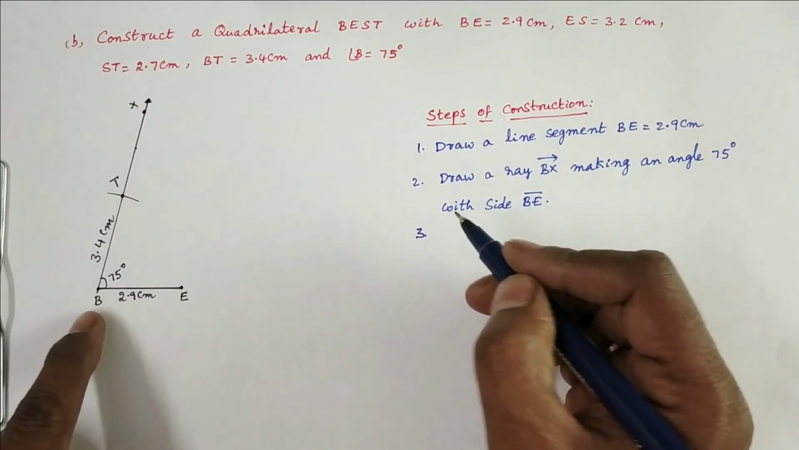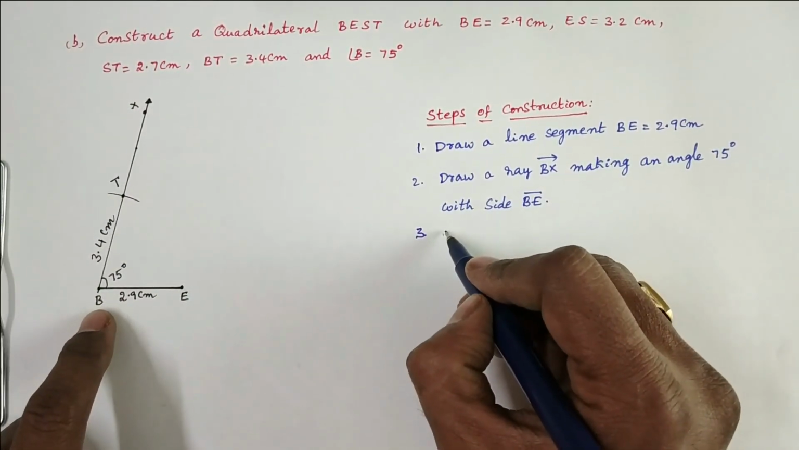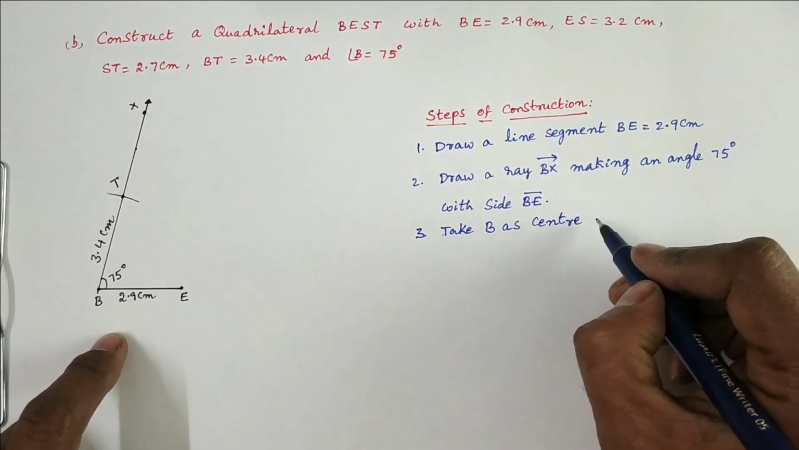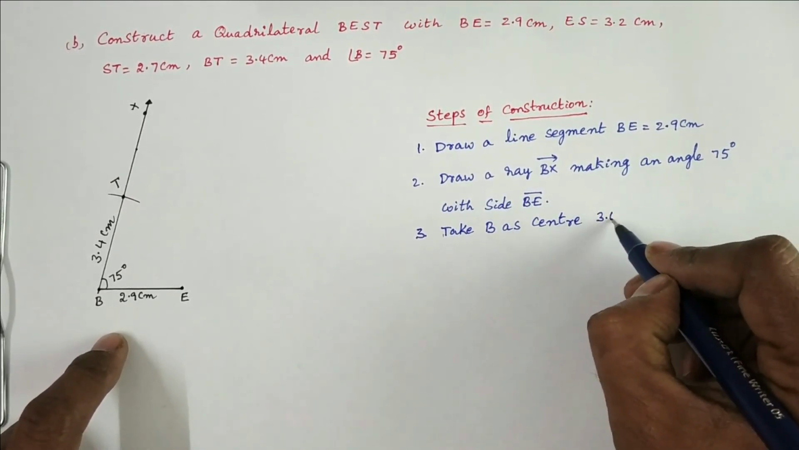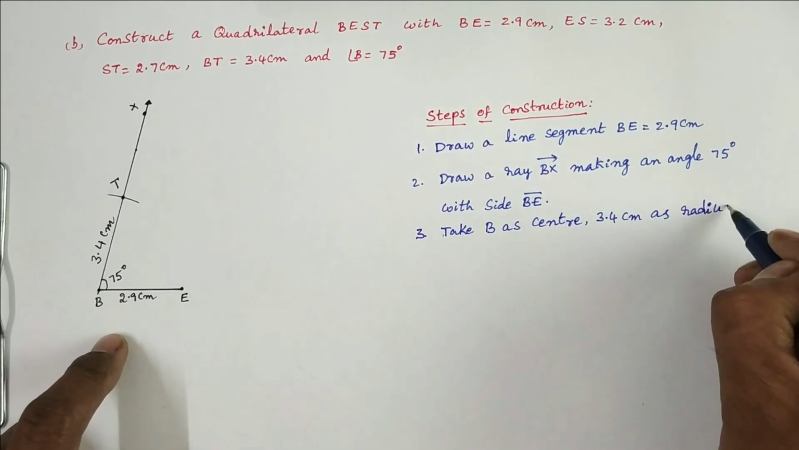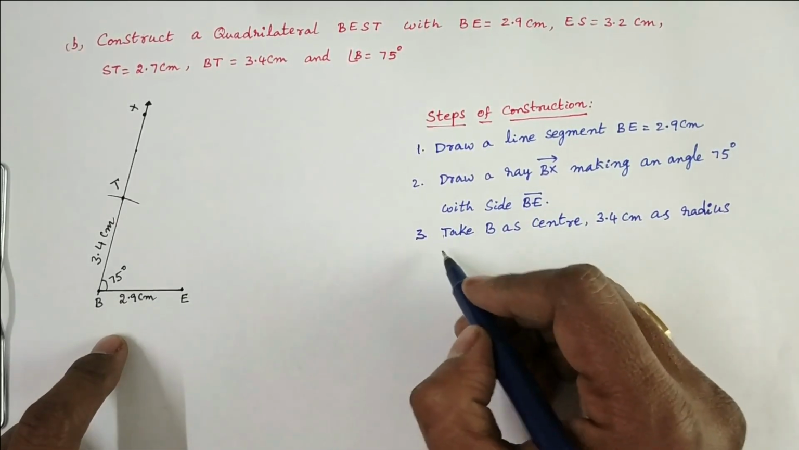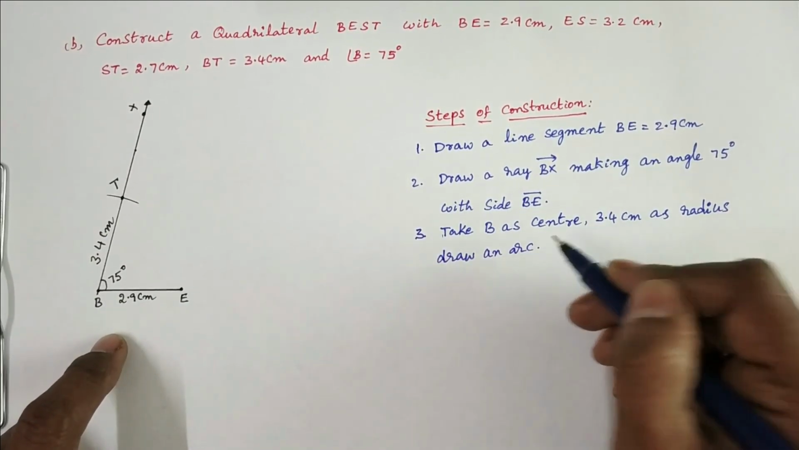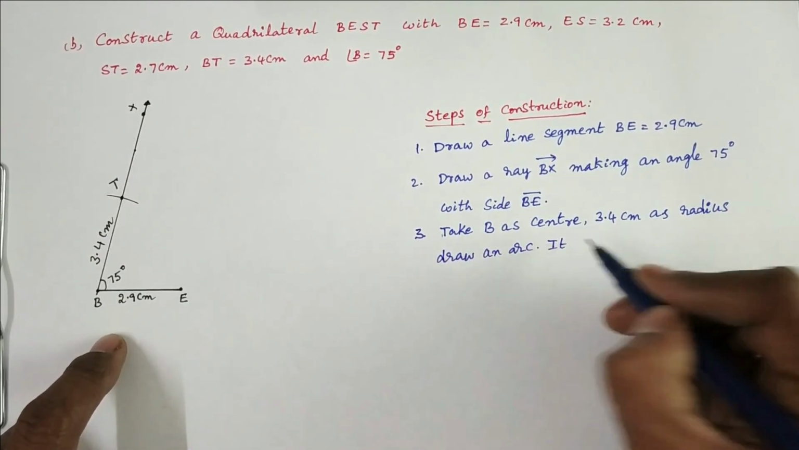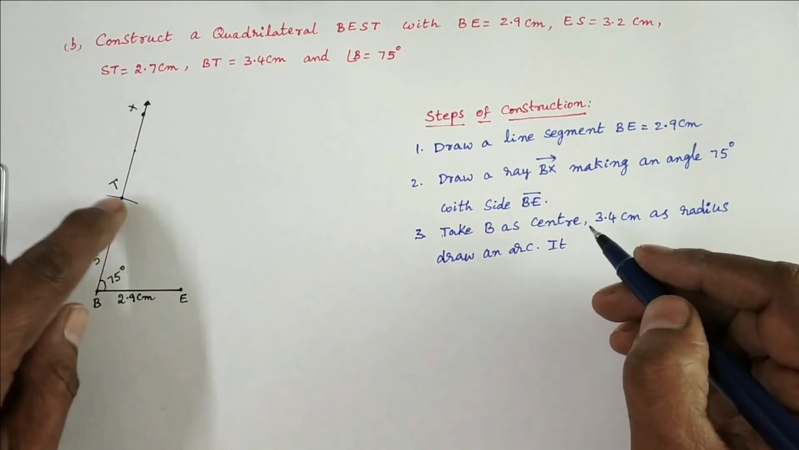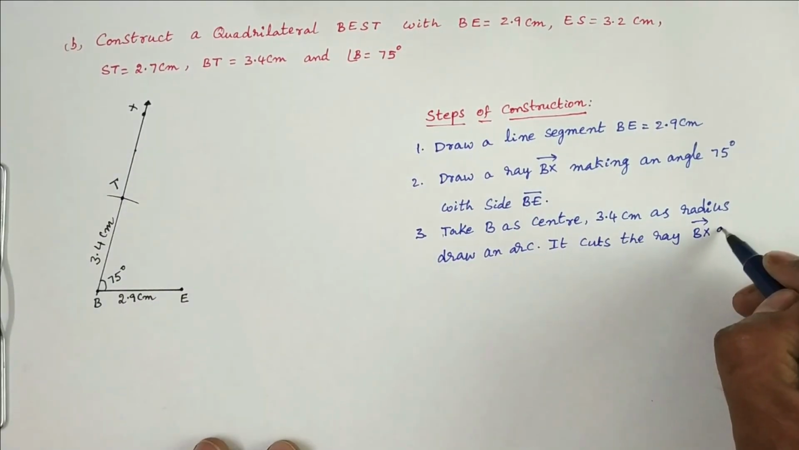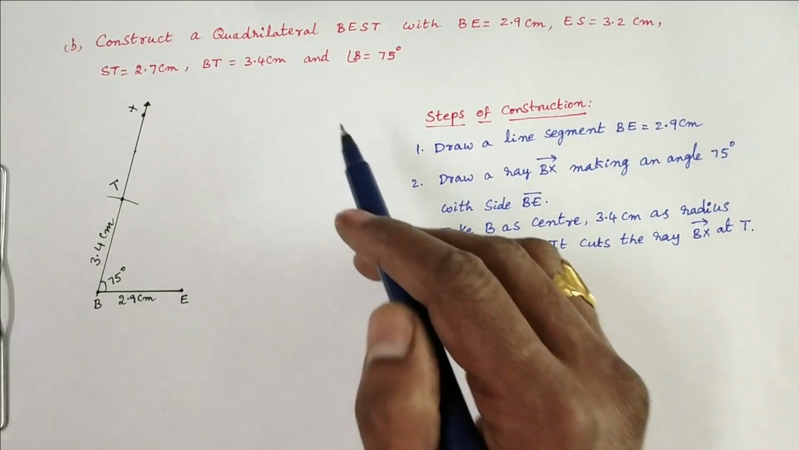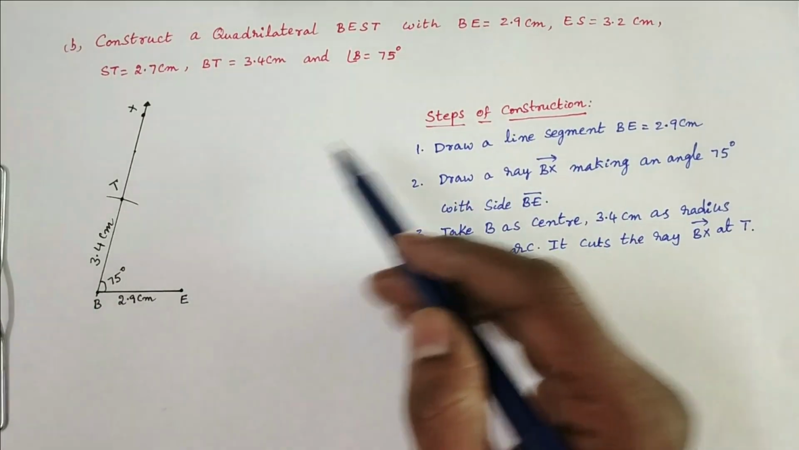Step 3 is take B as center, 3.4 centimeters as radius, draw an arc. It cuts the ray BX at T.